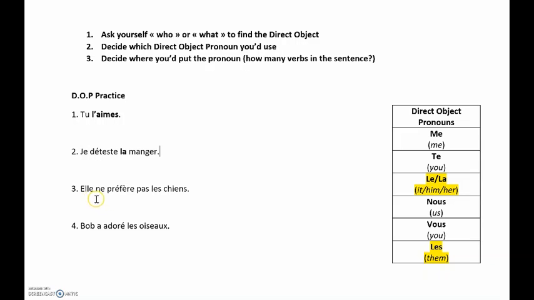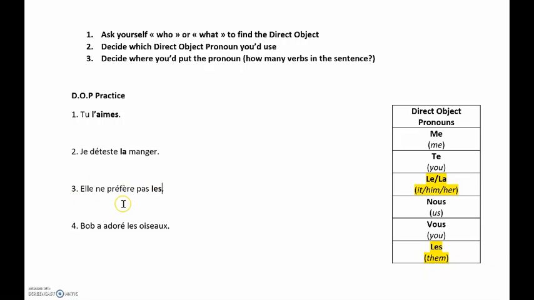Next one here. Elle ne préfère pas les chiennes. That means she does not prefer dogs. What does she not prefer? Dogs. There we go. Okay. Now, what would I replace les chiennes with? It's literally right here on our direct object pronoun chart. Les. Matches up with it perfectly. So it becomes elle ne préfère pas les. So she does not prefer them.